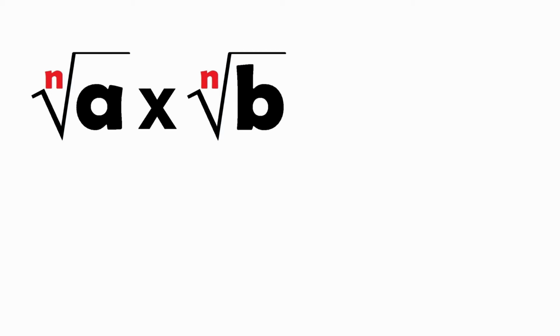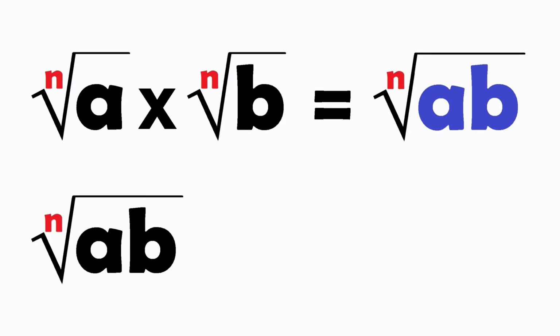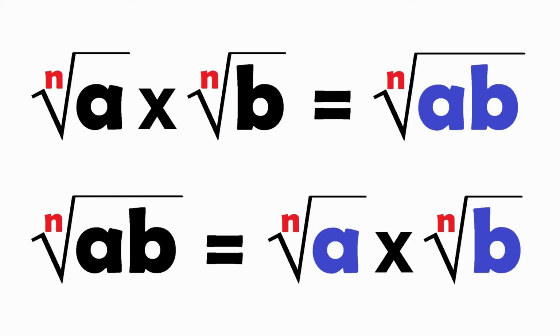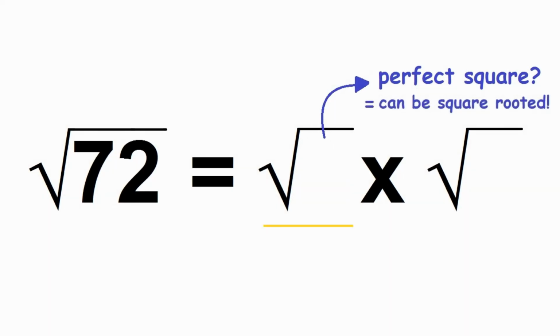Well, let's look at the product rule for radicals again. If we have two radical expressions with the same index multiplied together, we can combine them into one radical expression. Here's a thought. What if we tried doing the reverse of that? What if we want to split one radical expression into two smaller ones multiplied together? If one of the smaller radicands is a perfect square, then even if we can't square root 72, we can square root part of it.